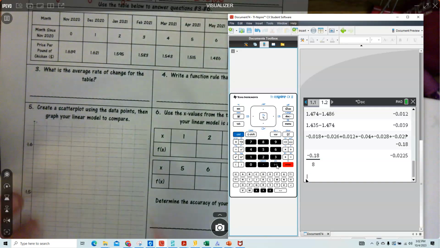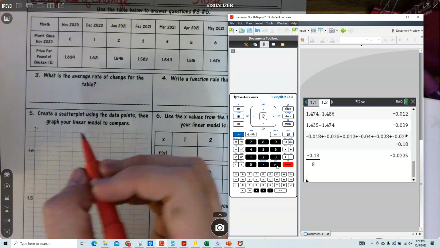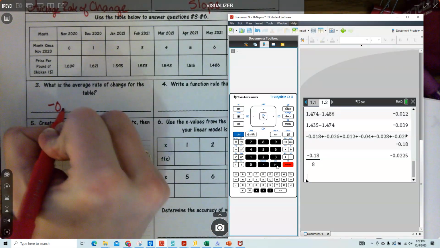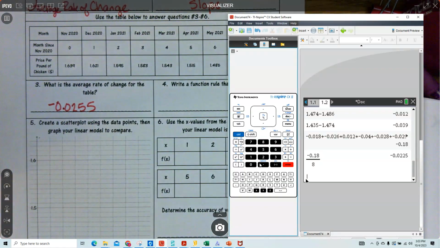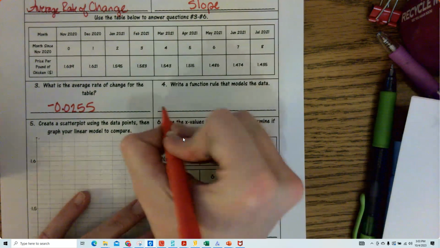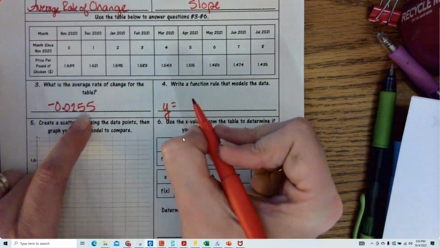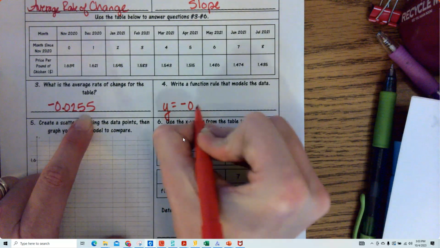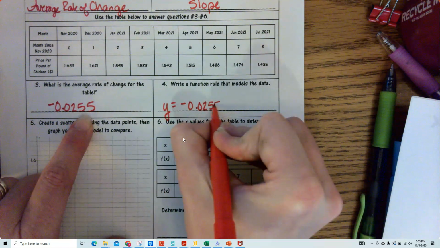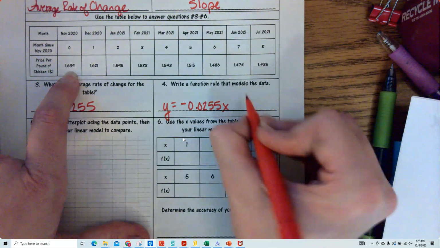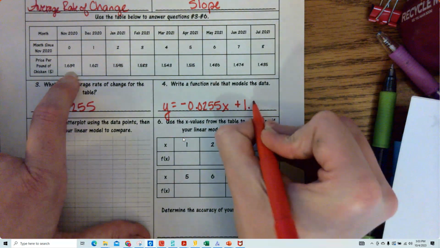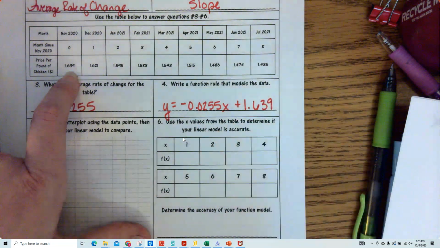Again, it's just tedious. So negative 0.0255. So if I wanted to write an equation, I would do y equals, and I would take that average rate of change, slap an x behind it, and then I can pull the y-intercept from this table, plus 1.639.